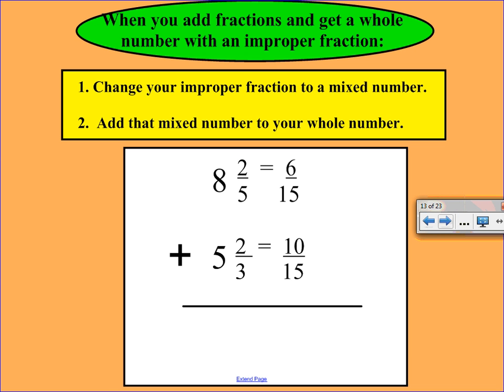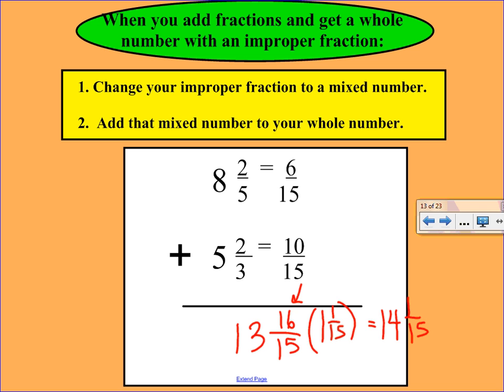All right, now when we add fractions and we get a whole number with an improper fraction, that's what we were just looking at. We want to change the improper fraction to a mixed number and add that mixed number to the whole number. So look at the example here. When I add 6 and 10, I get 16/15. And when I add 8 and 5, I get 13. So this improper fraction has to be changed to a mixed number. That would be, as a mixed number, 1 and 1/15. So I'm going to add that to the 13 to get a total of 14 and 1/15 as my final answer. See how that worked?